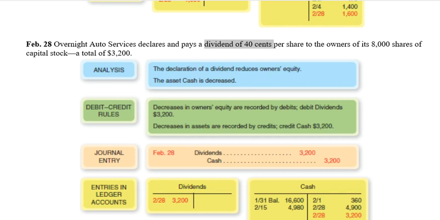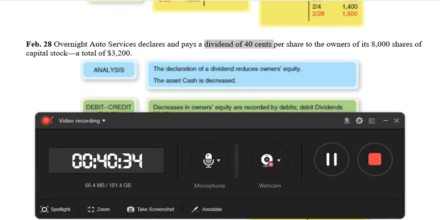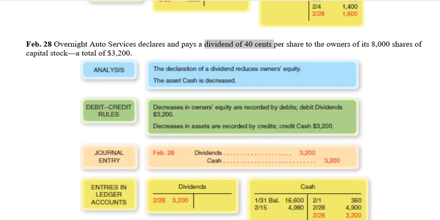How can we get this answer? You can simply multiply the 8,000 shares by 0.40, and you get exactly 3,200. That is given, but you have to know how the answer comes about.